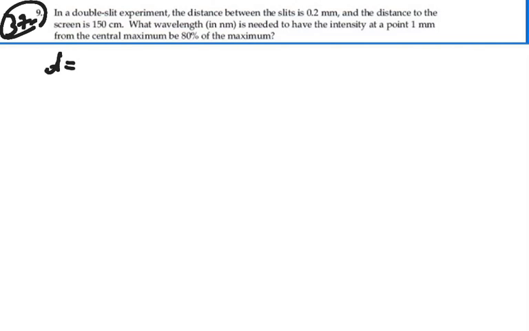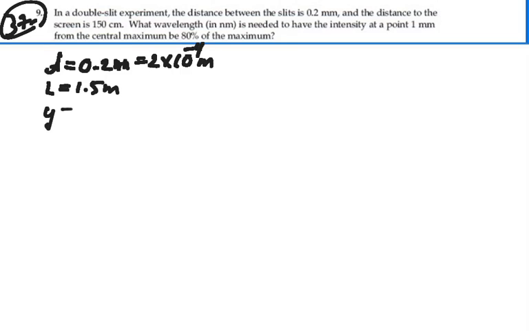We have d is equal to 0.2 millimeters, which is 2 times 10 to the minus 4 meters. We have that the distance to the screen, L, is 150 centimeters, so that's going to be 1.5 meters. We have that the distance y to the point on the screen is 1 millimeter, so that'll be 10 to the minus 3 meters. And we want to find the wavelength.